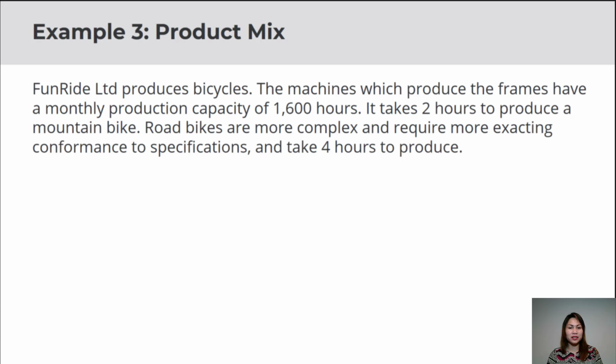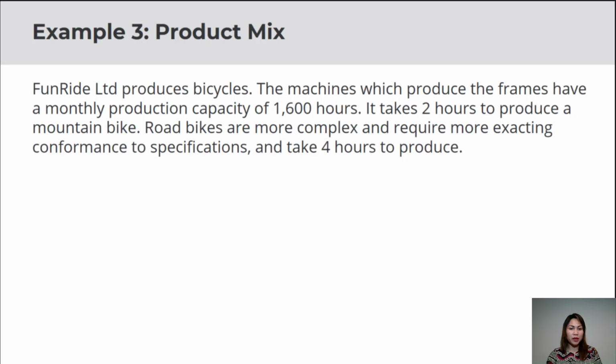Funride produces bicycles. The machines which produce the frames have a monthly production capacity of 1600 hours. It takes 2 hours to produce a mountain bike. Road bikes are more complex and require more exacting conformance to specification and take 4 hours to produce. So let's stop here. What are the limiting resources or the constraint that the company faces here? First, production capacity, maximum 1600 hours. So that's the internal constraint that they have.